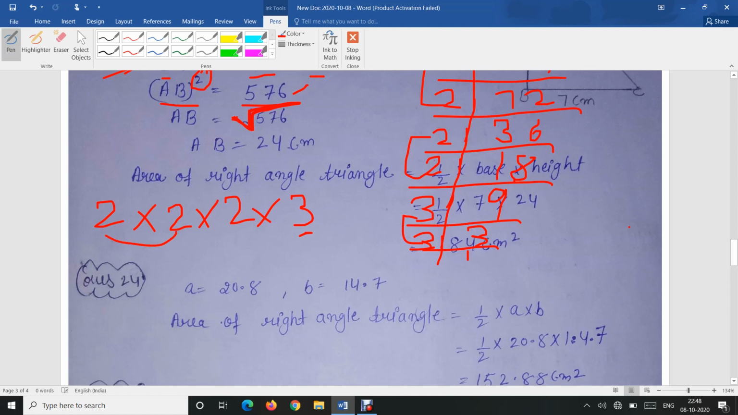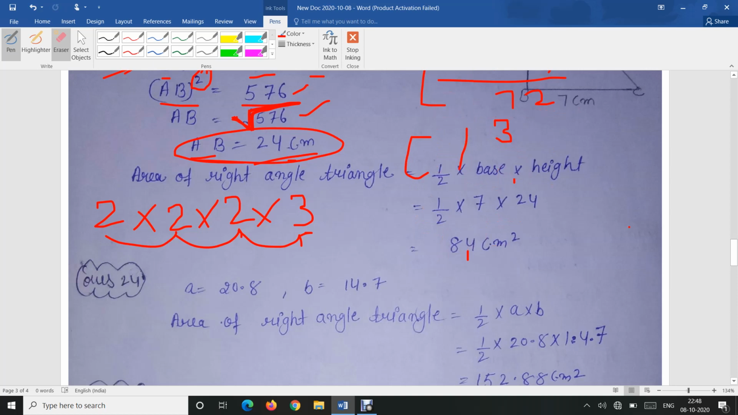So 2 multiplied by 2 is 4. 4 multiplied by 2 is 8. 8 multiplied by 3 is 24. So the square root of 576 is 24 centimeters. So AB is 24 centimeters. Hope you understand this question also.